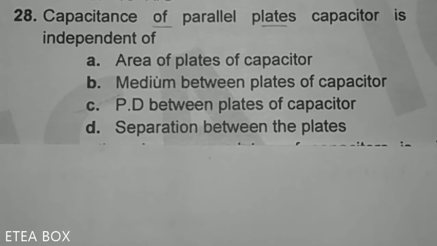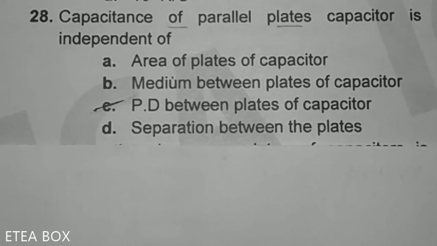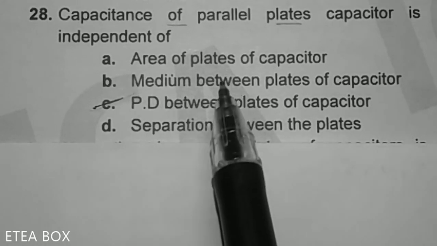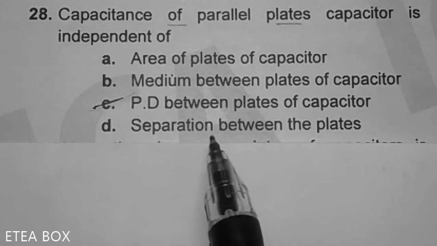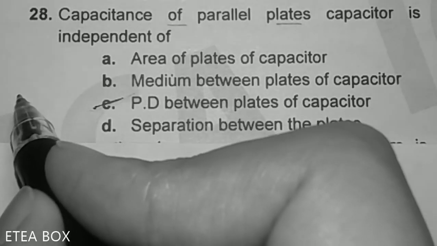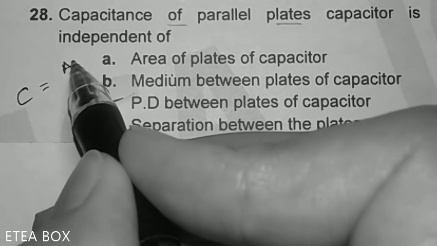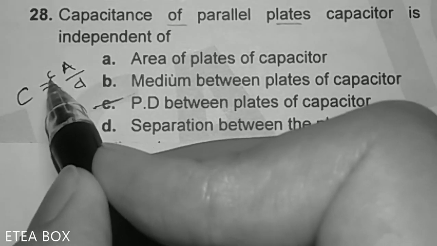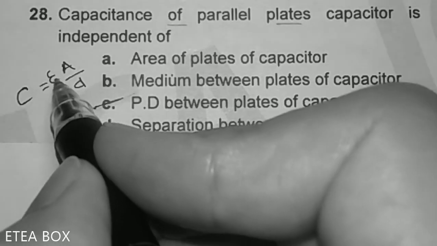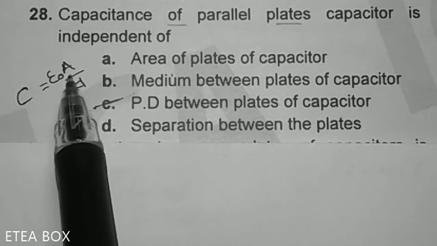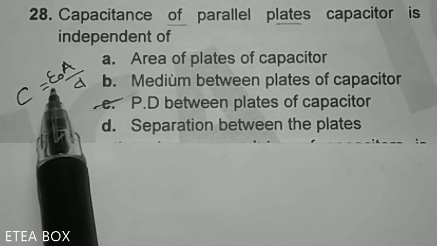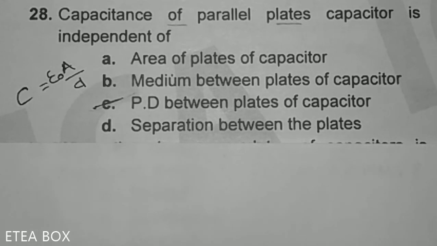Capacitance of a parallel plate capacitor is independent of potential difference between the plates of the capacitor. Now look here, the capacitance depends upon the area, the medium between the plates, and the separation. The formula is C equals epsilon naught A divided by D. So it means that it depends upon area, separation and the medium between the plates, and is independent of the potential difference.